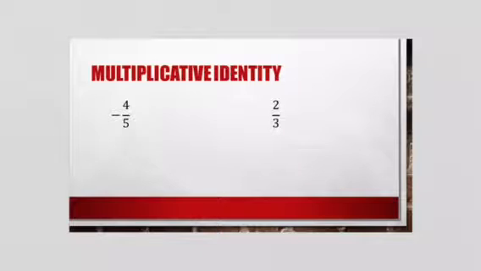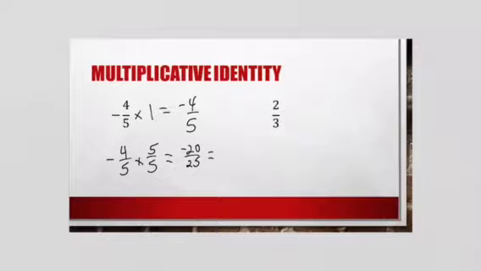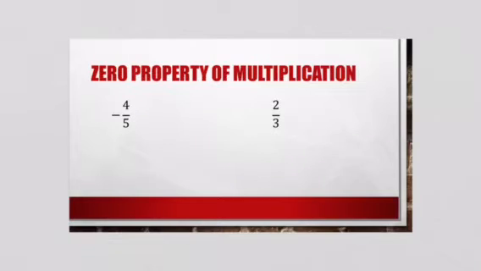Now multiplicative identity, what can we multiply times each fraction to get the same fraction? Well, what's negative 4/5 times 1? Negative 4/5. I'm going to give you a hint though. They may disguise this. They might put negative 4/5 times 5/5. Well, you'll still end up with negative 20/25, which simplifies to negative 4/5. So basically, multiplicative identity is multiplying by 1. So if I multiply by 1, in this case I'll get 2/3. That's an example of multiplicative identity.